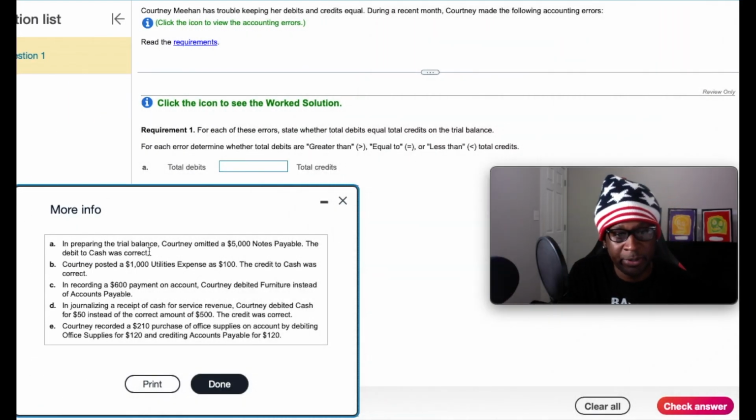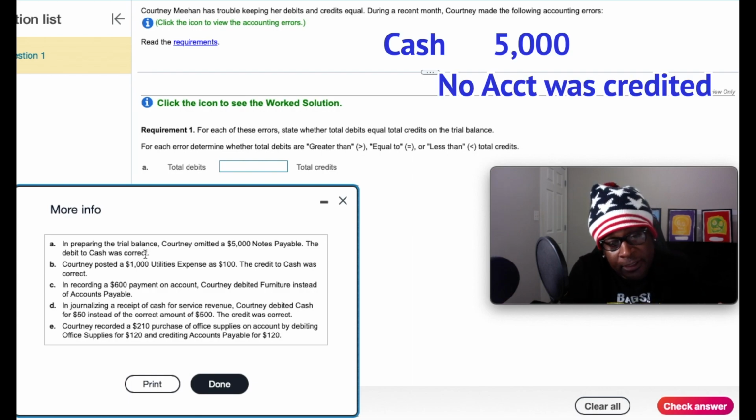It tells us in preparing the trial balance, Courtney omitted $5,000 notes payable. The debit to cash was correct. Okay, gang, so let's think about this from a journal aspect, right? It's telling us that Courtney omitted the notes payable, but a debit to cash was correct. So obviously, she journalized the debit to cash, but she didn't credit the notes payable. So it's a partial journal entry. So how does that affect the trial balance currently?